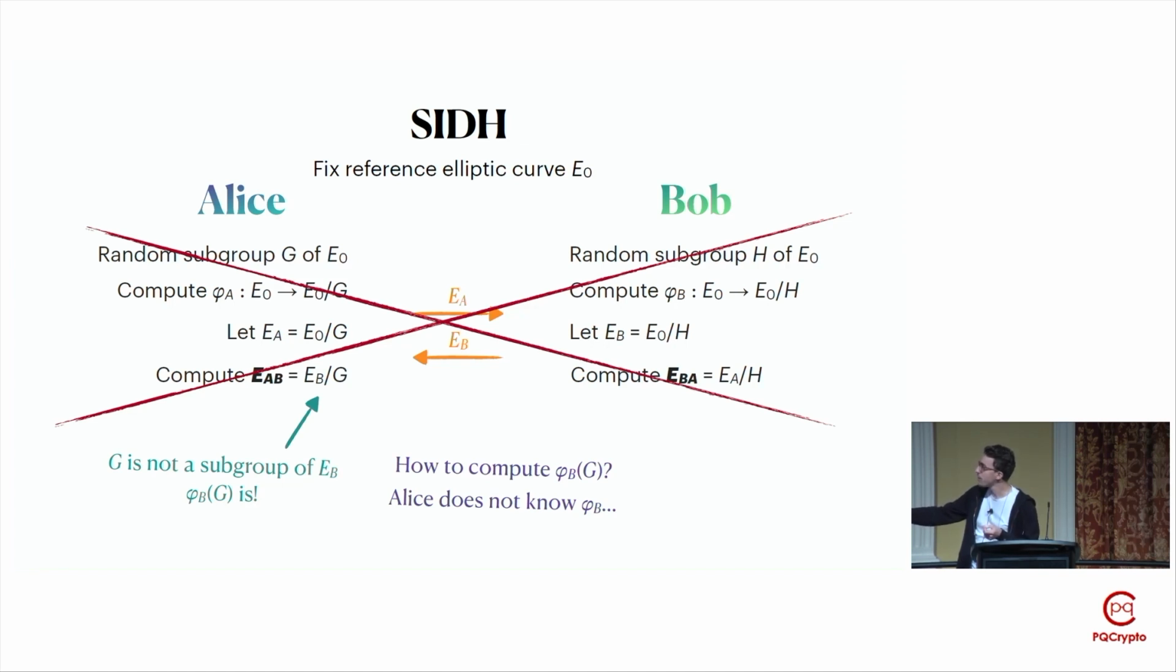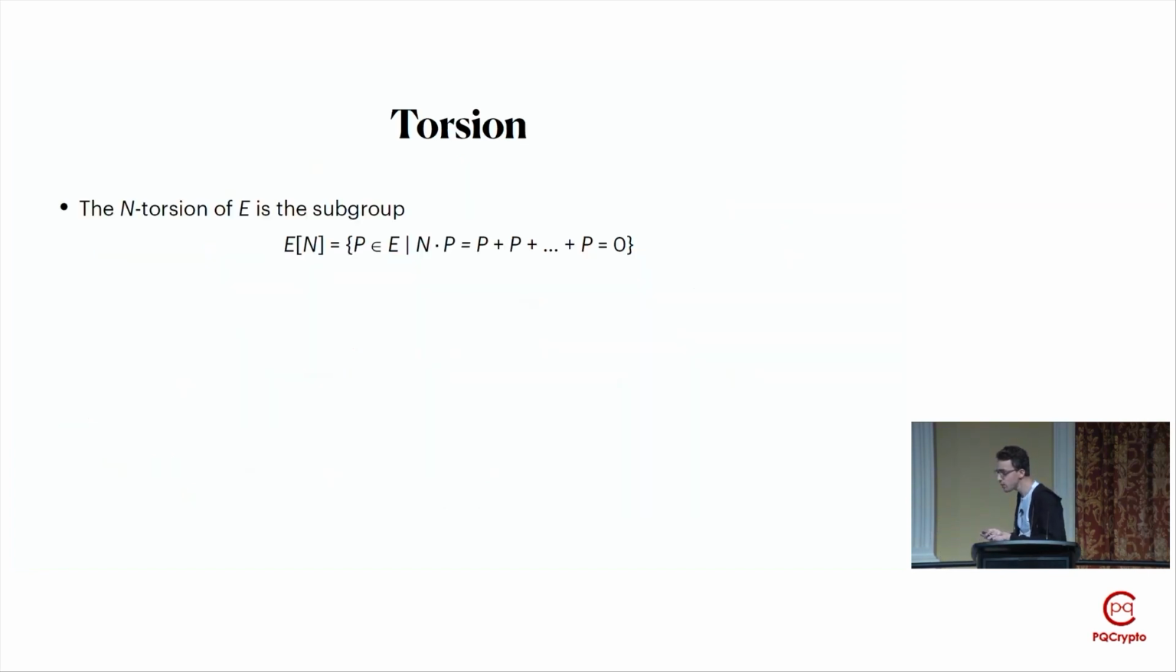But neither Alice nor Bob knows both components here. Alice knows G and Bob knows phi B, who could compute the image of the subgroup. Bob would need to give to Alice the means to compute the image of her subgroup. And this is solved in SIDH by working with torsion subgroups.